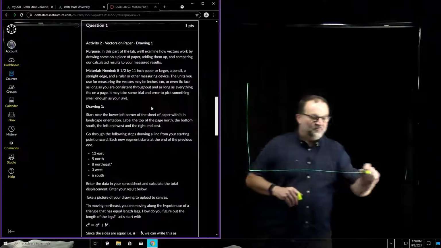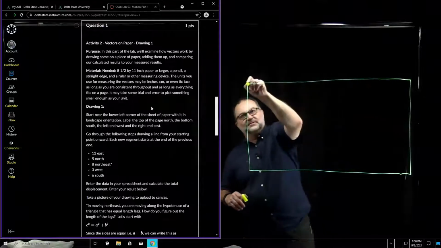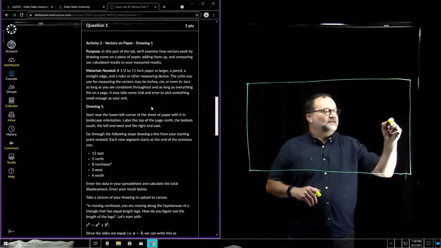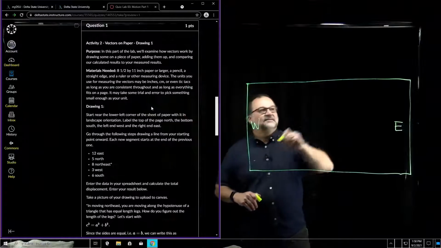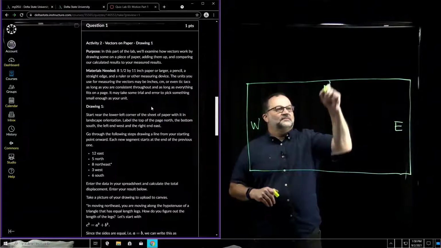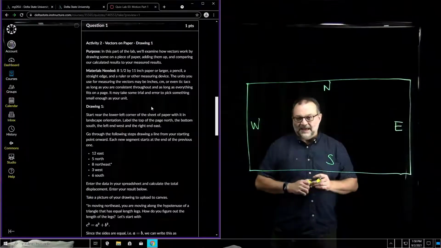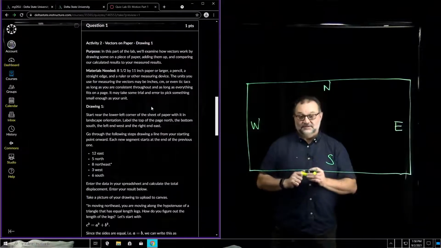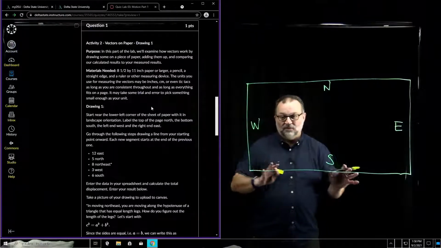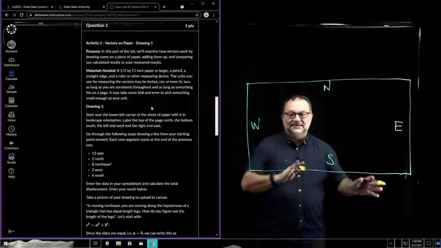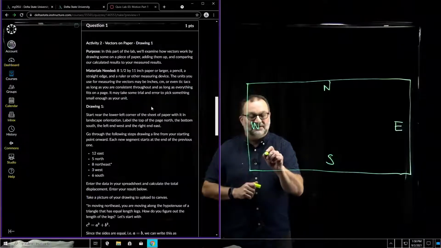You're going to set it up in portrait mode. And you've got east, and you've got west, and you've got north and south. You're supposed to follow the directions. Okay, so go through the steps, starting point onward, right? Each segment starts at the end of the previous segment. And so I'm going to start here.